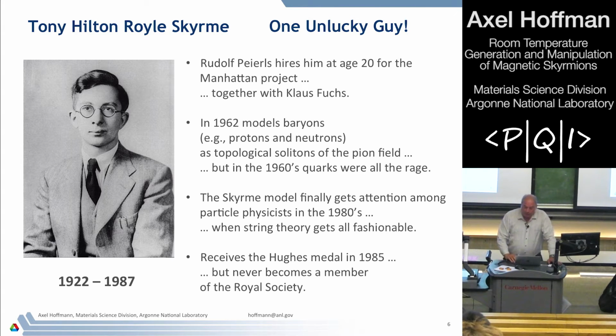So he went back to England, and in the 1960s, he came up with an idea how to model baryons, which to a guy like me, essentially is just protons and neutrons. And he had a mathematical model where these particles were modeled as what is known as topological solitons of a vector field called the pion field. You'll see a little bit about what that means in a moment.